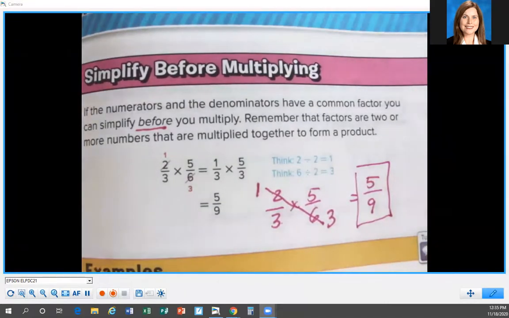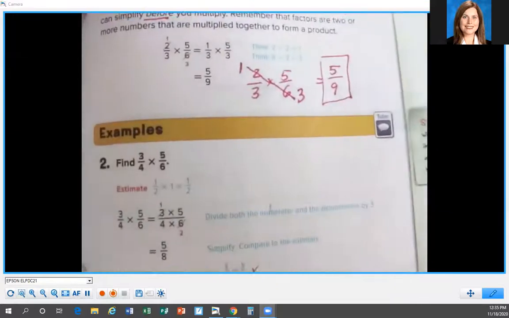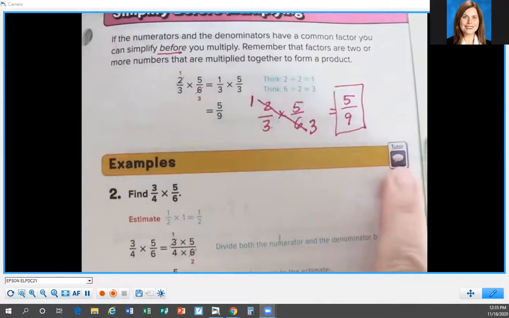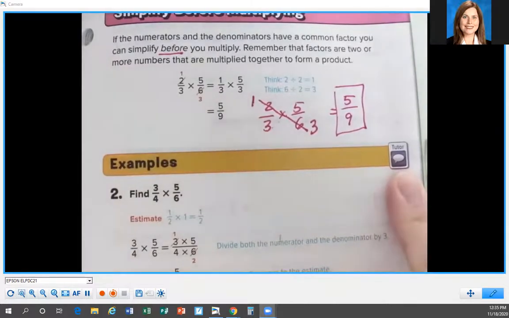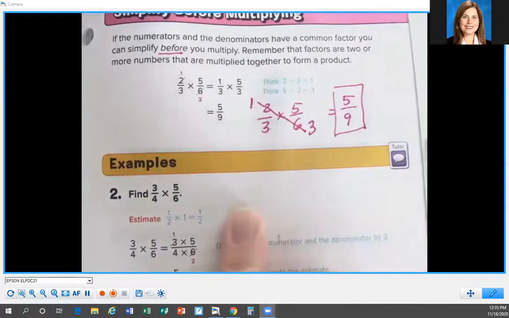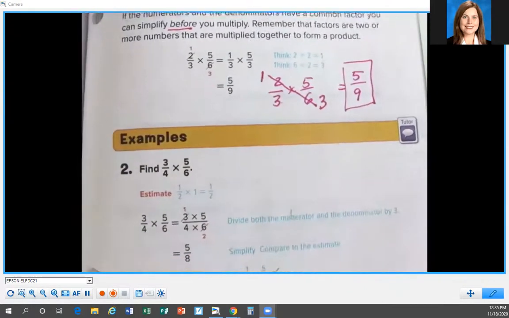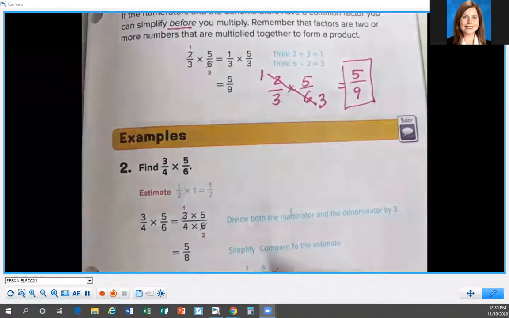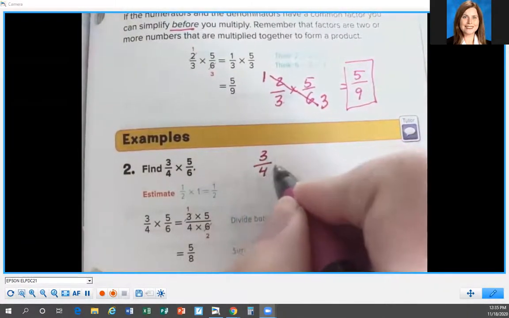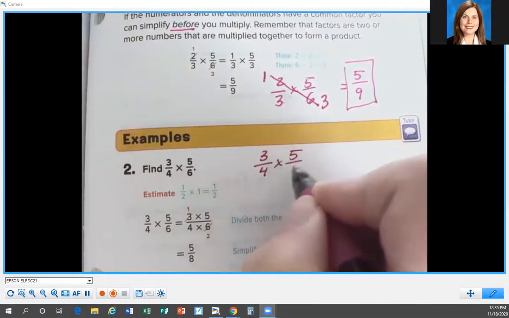Okay, let's do example 2 together. And this is all worked out right here. This is available online if you want to watch the tutorial online as well. I'm going to work it out in this space right here. So anything I am writing down, I want you to be writing down. Okay, remember, these are your notes. 3/4 times 5/6.